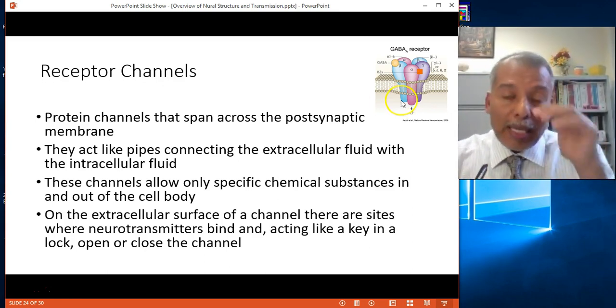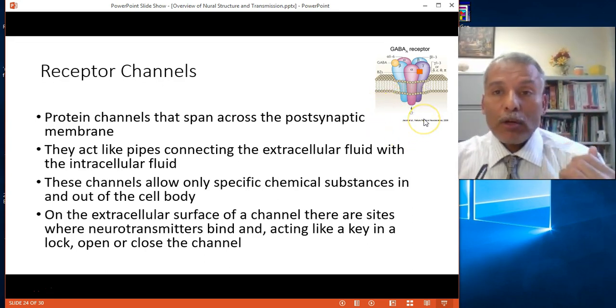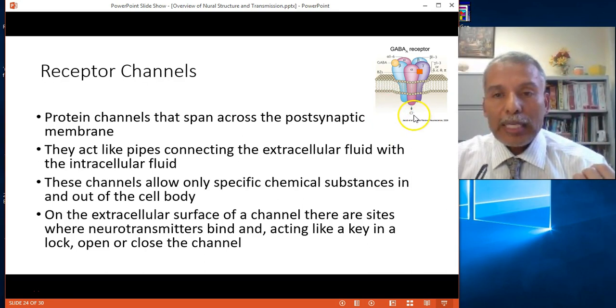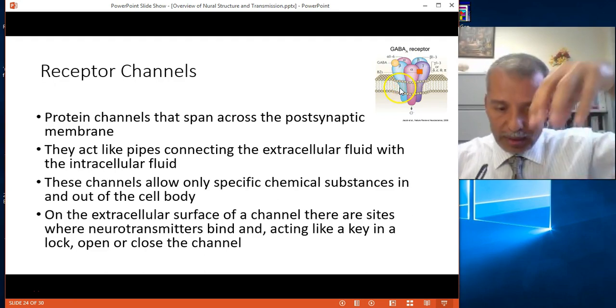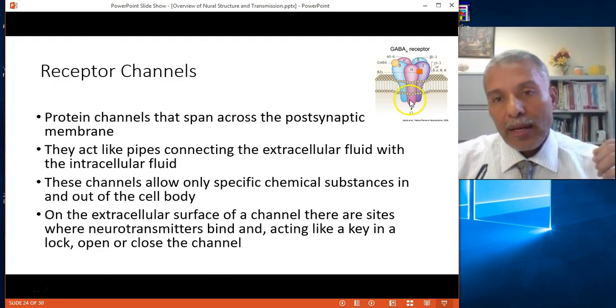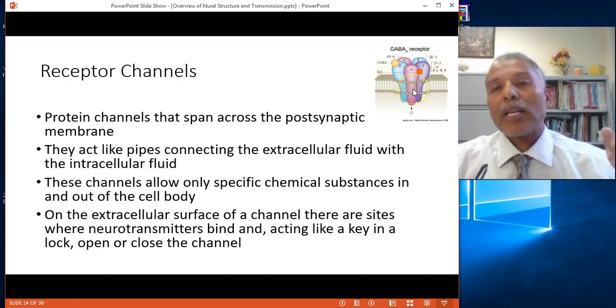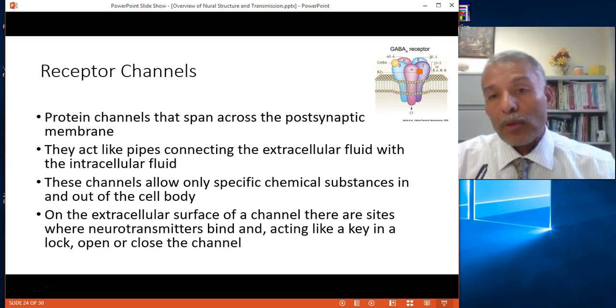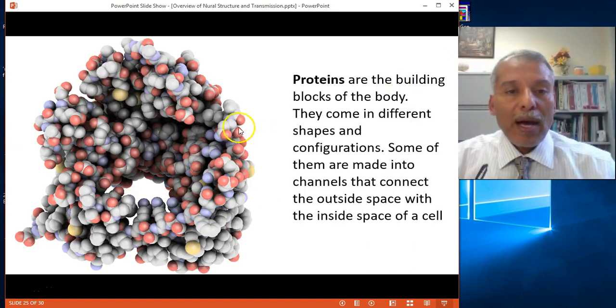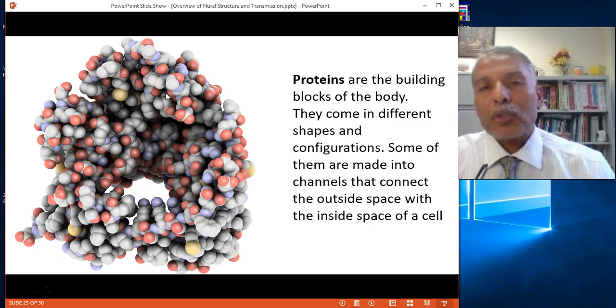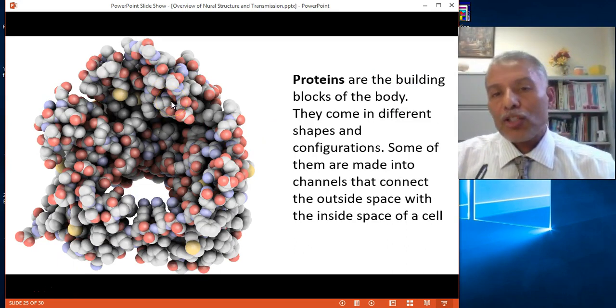Now, the cell has to control its internal environment. The way it controls it is by having gates, by having channels. The channels are inserted into the membrane so that they can have openings, and these openings can allow in and out certain chemicals to enable the cell to do its function. Most of these are called protein channels.